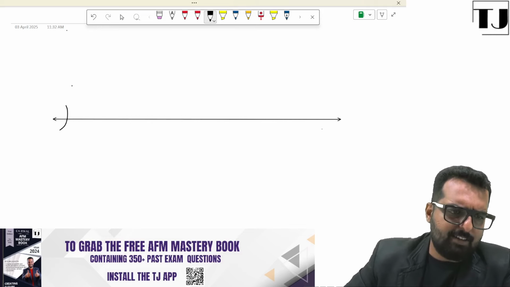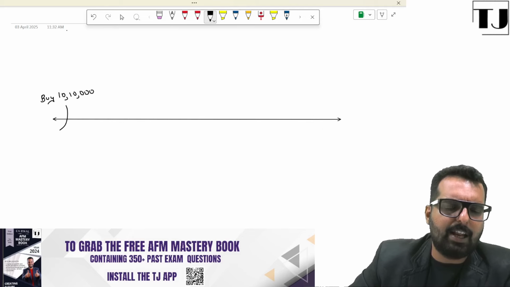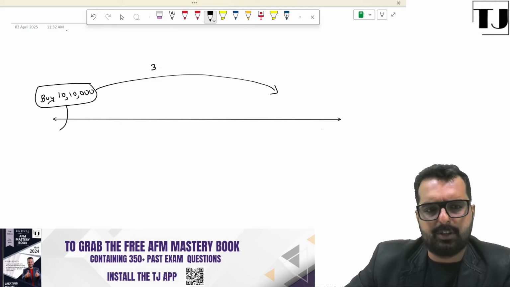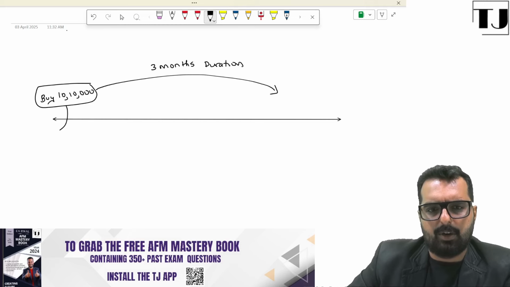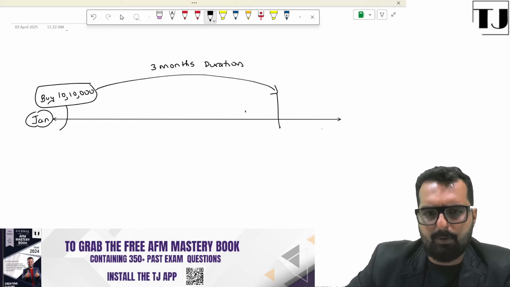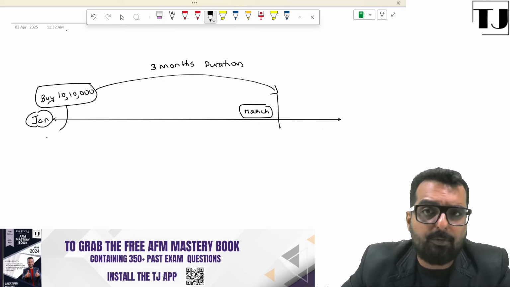All right. So let us say this is time 0. Okay. So in the spot market, what have you done? You have bought for a value of 10 lakh 10,000. This is for how many months duration? 3 months duration only, right? So let us say if this period is January, this period will be what? This period will be March. Everybody clear? Now, against this, we have to go for a perfect hedging, friends.